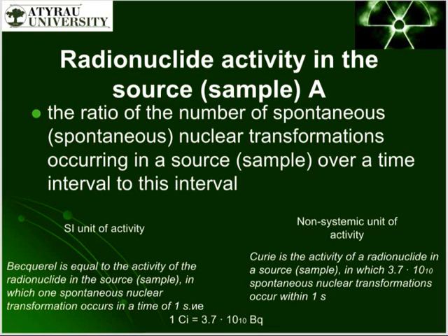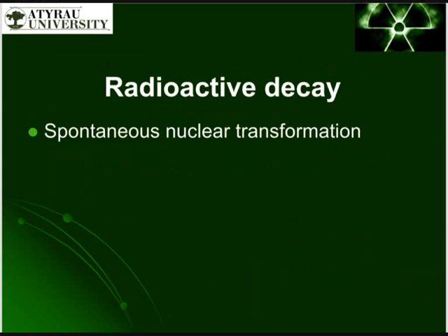Radionuclide activity in the source or sample, A, is the ratio of the number of spontaneous nuclear transformations occurring in the source or sample over a time interval to this interval. The unit of activity of radionuclides is the Becquerel. Becquerel is equal to the activity of the radionuclide in the source in which one spontaneous nuclear transformation occurs during 1 second. The off-system unit of activity is the Curie. Curie is the activity of a radionuclide in a source or sample in which 3.7 times 10 to the power of 10 spontaneous nuclear transformations occur during 1 second. Spontaneous nuclear transformation is called radioactive decay.